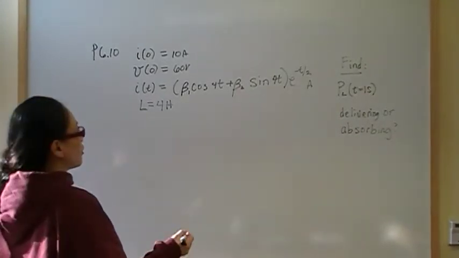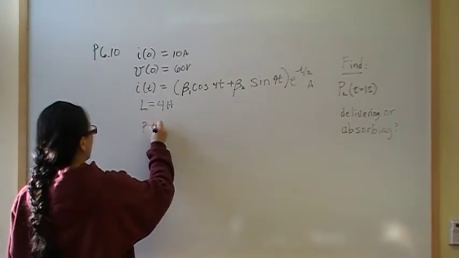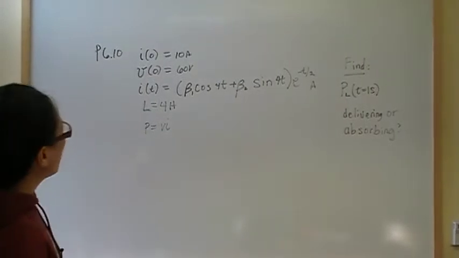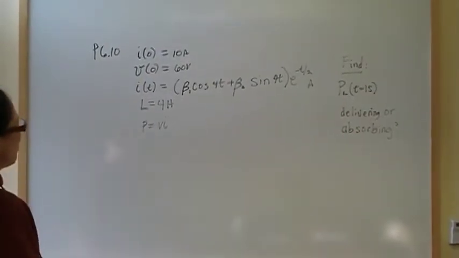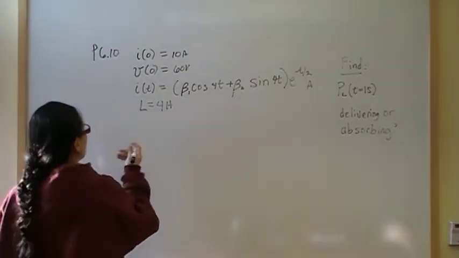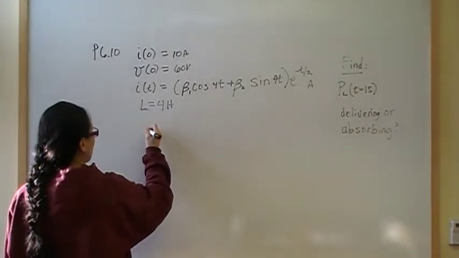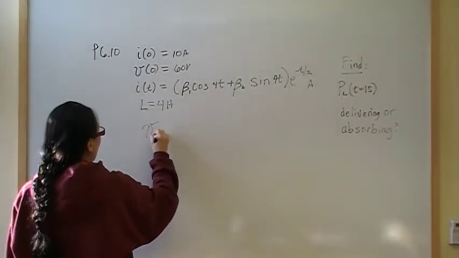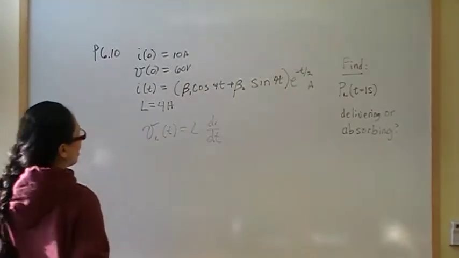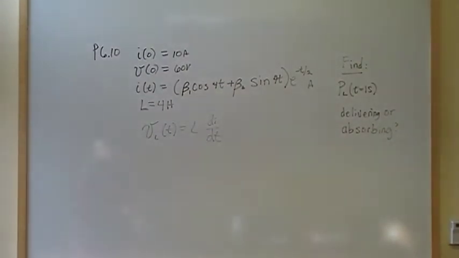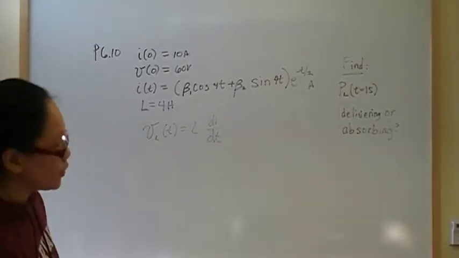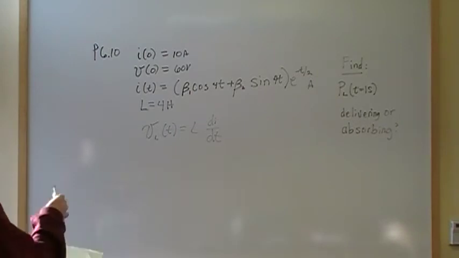So we know we're looking for power, right? And we know that power is equal to VI. And so we have I. What we want to find then is a general equation for power, so that means we need V. In order to get V, we need the relationship between voltage and current for an inductor, and that is v_L of t is L di dt. So we know what L is, so we need to find di dt in order to do this problem.